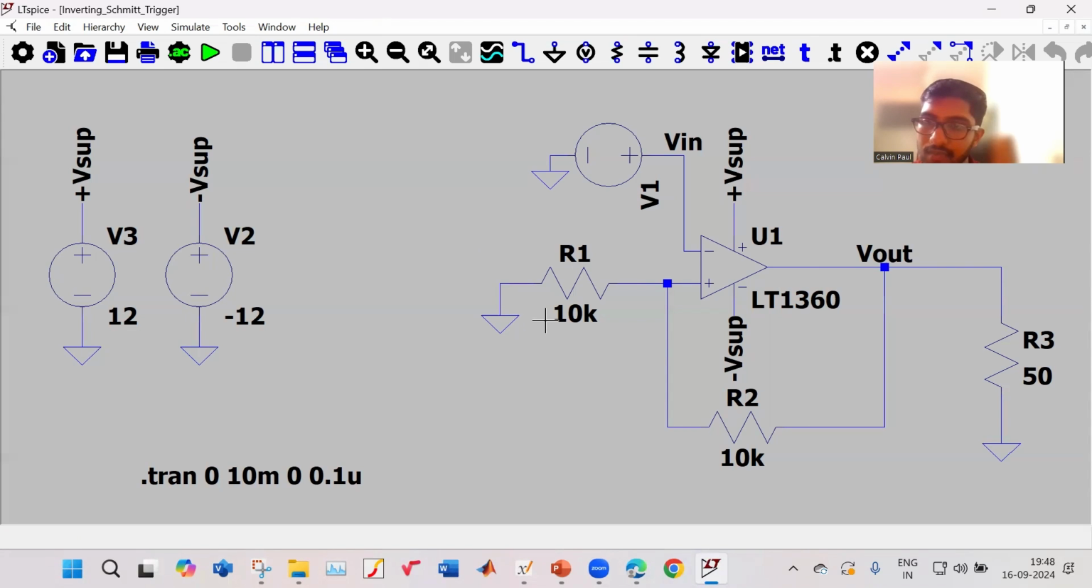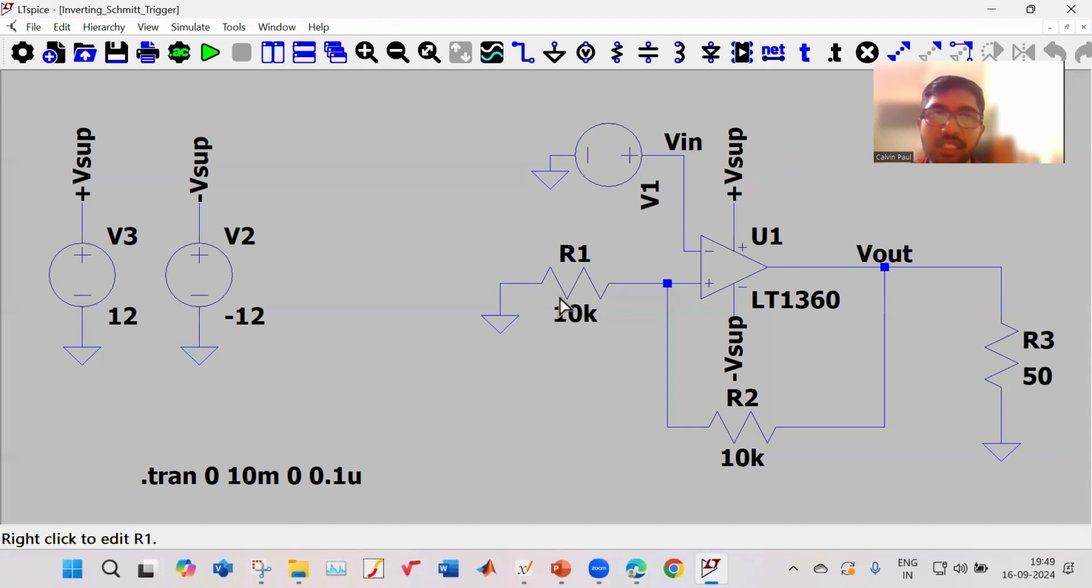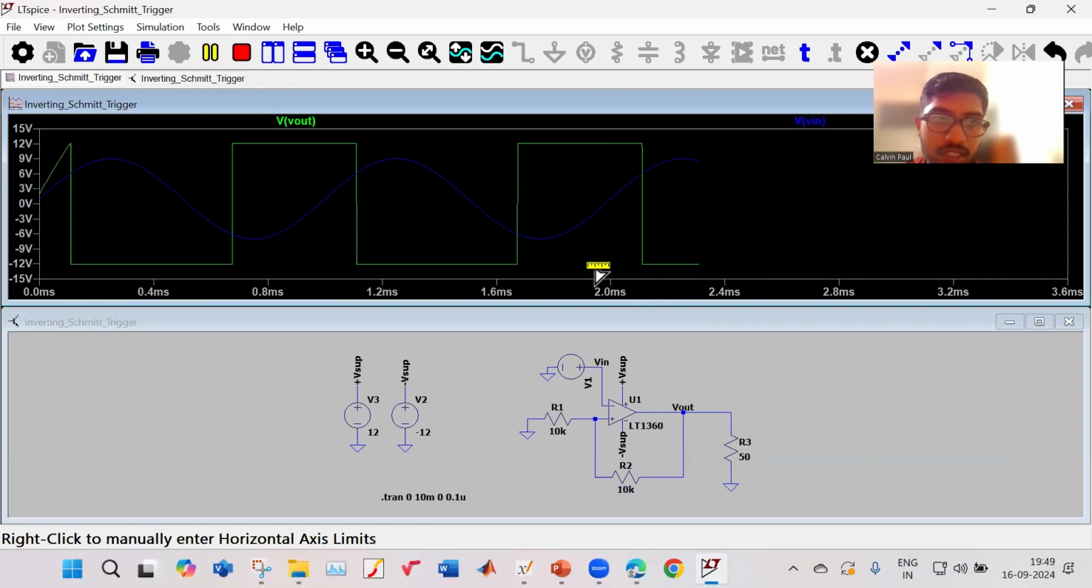I have made my circuit in LTSpice and set it to run as a transient simulation. Transient is a time simulation which runs for some time. It will run for 10 milliseconds, starting from 0 seconds, with a time step of 0.1 microsecond for the calculation. This is a very useful, free software, which is why it is very popular. Now let me run it.